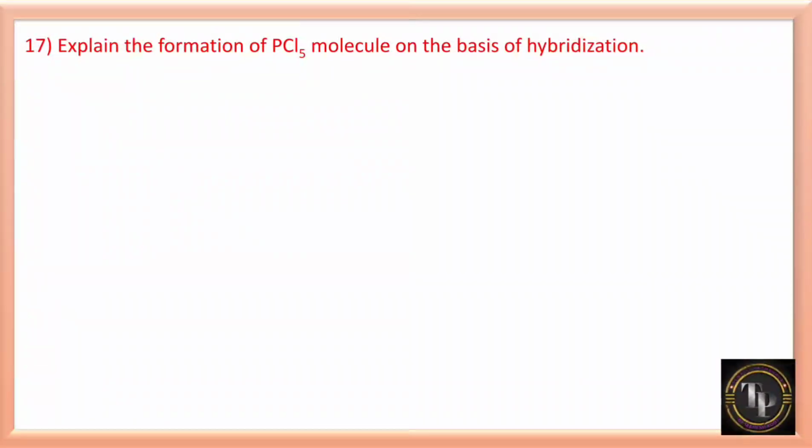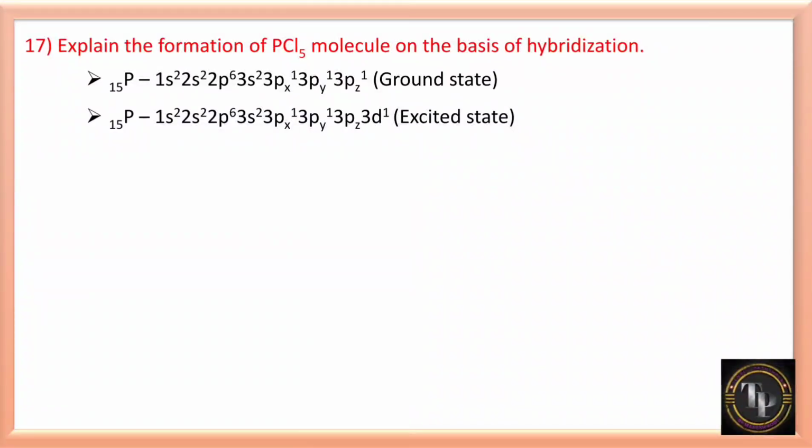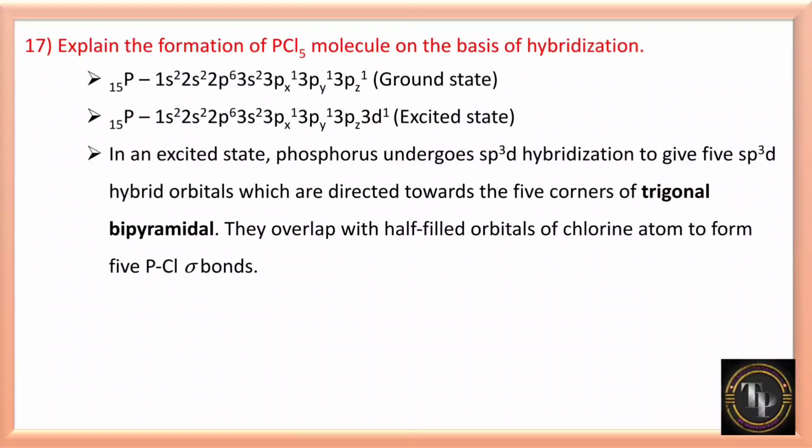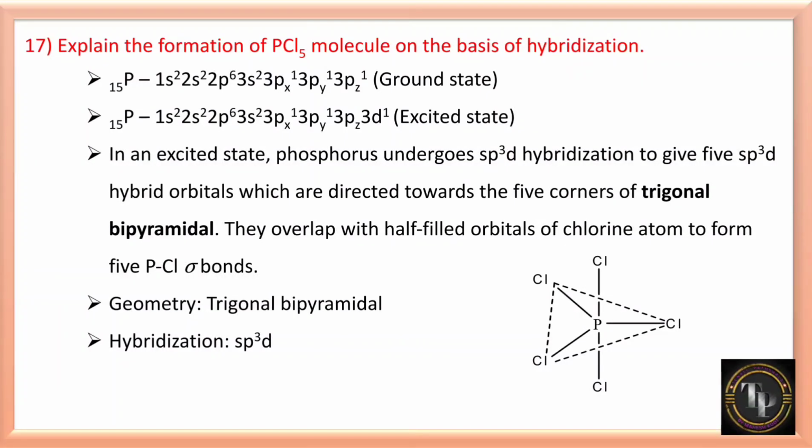Explain formation of PCl5 molecule on the basis of hybridization. Again you have to write ground state, excited state. In the excited state, phosphorus undergoes sp3d hybridization to give 5 sp3d hybrid orbitals which are directed towards 5 corners of the trigonal bipyramid. See the picture, guys. They overlap with half-filled orbitals of chlorine atoms to form 5 P-Cl sigma bonds. Geometry is trigonal bipyramidal.